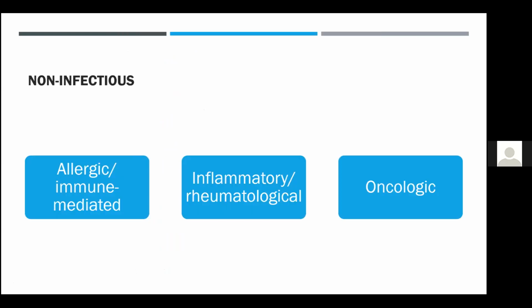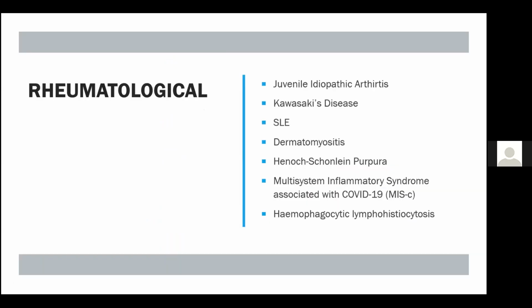So the next category we're going to look at is inflammatory or rheumatological. So systemic juvenile idiopathic arthritis, SLE, dermatomyositis, Kawasaki's disease, Henoch-Schönlein purpura, MIS-C, and hemophagocytic lymphohistiocytosis.